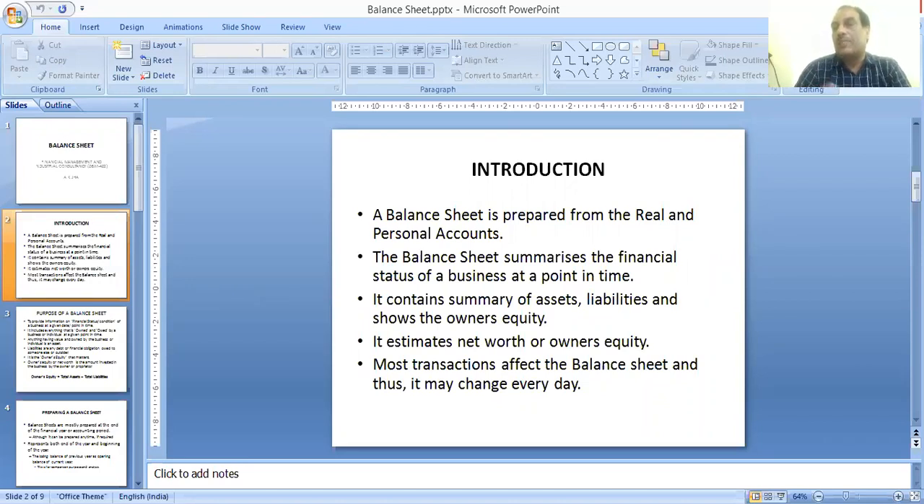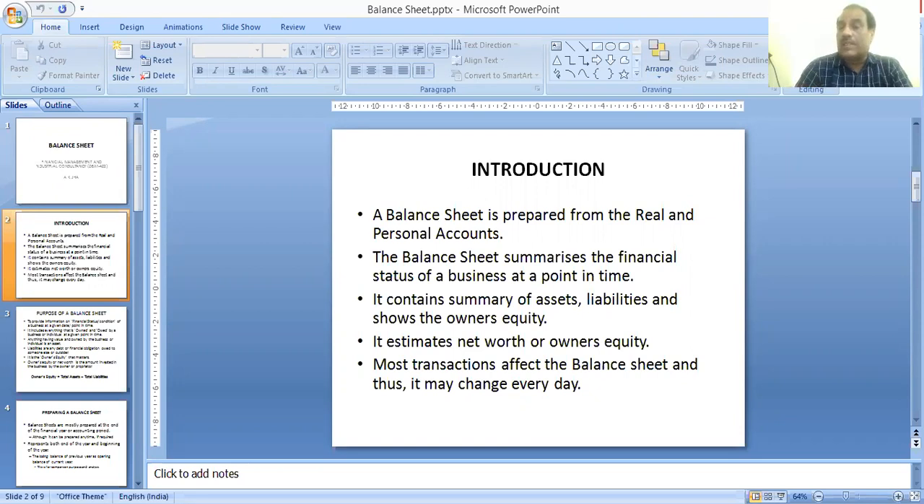Suppose a business liquidates all its assets and pays all its liabilities. What remains is the owner's equity. That is why it is considered the financial status of the business. It estimates the net worth of the owner. Owner's equity is also known as net worth.